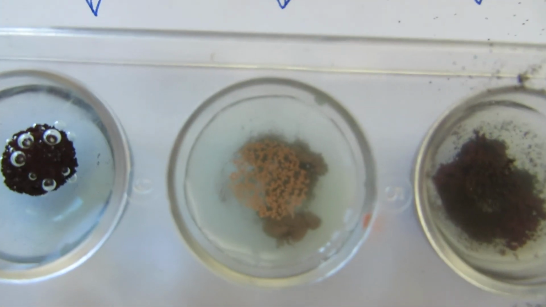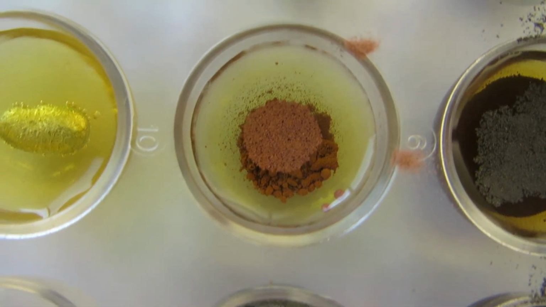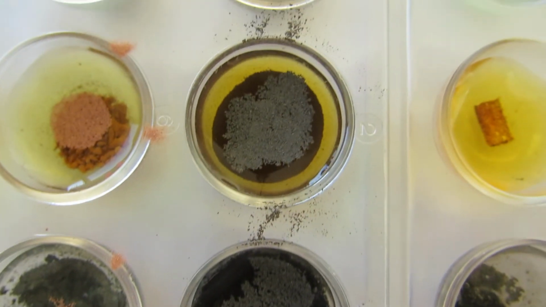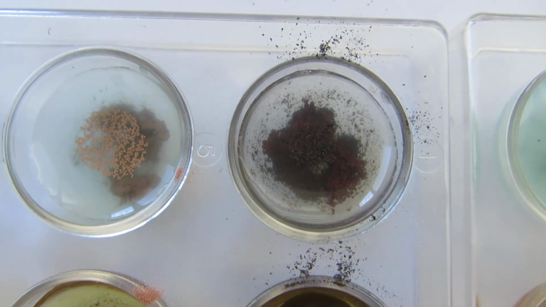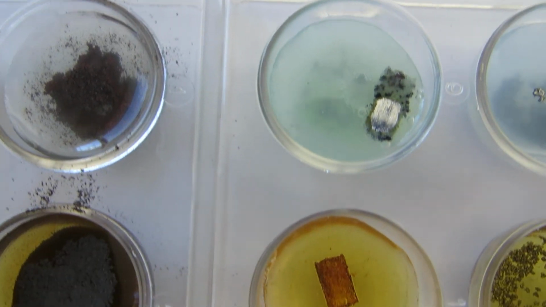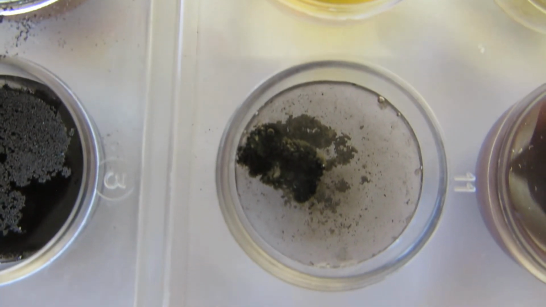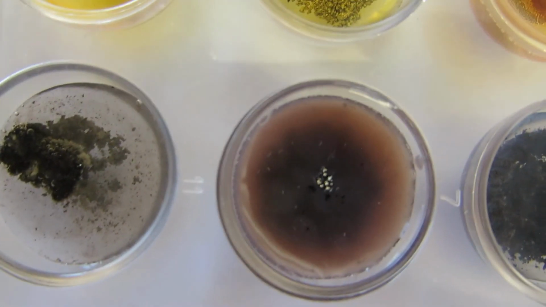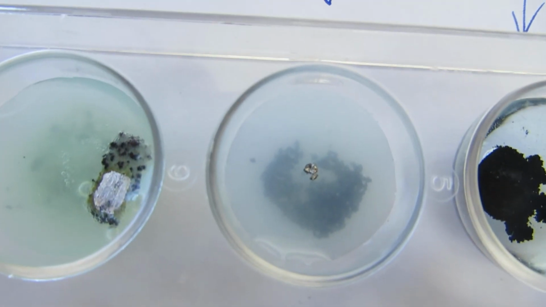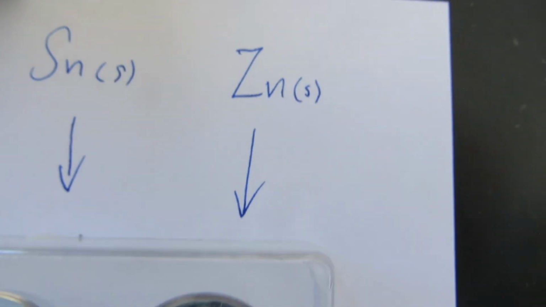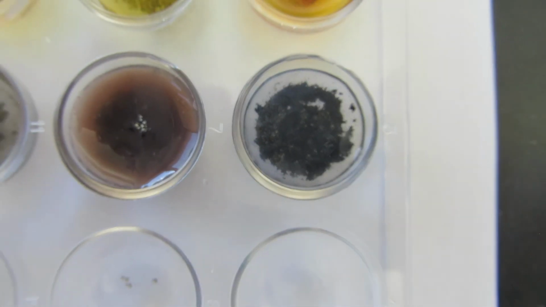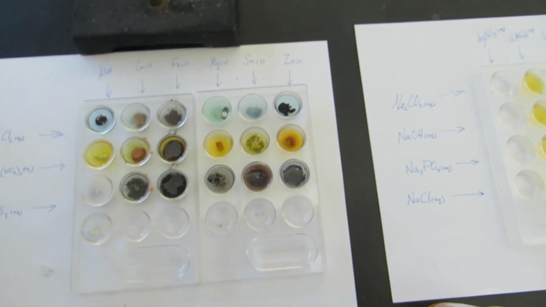That's it, first column. Third column. So that iron column, magnesium column. This is tin. To tin, and then there's your zinc.